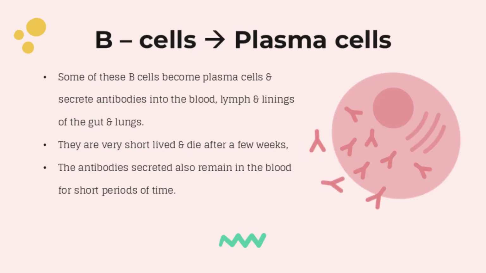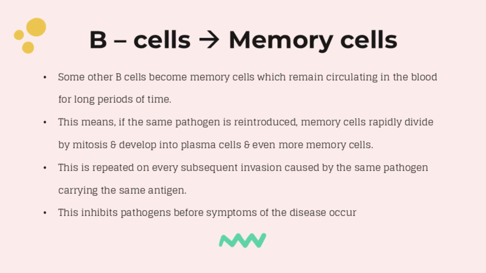Some of these B cells become plasma cells and secrete antibodies into the blood, lymph, and linings of the gut and lungs. They are very short-lived and die after a few weeks. The antibodies secreted also remain in the blood for short periods of time. Some other B cells become memory cells, which remain circulating in the blood for long periods of time.